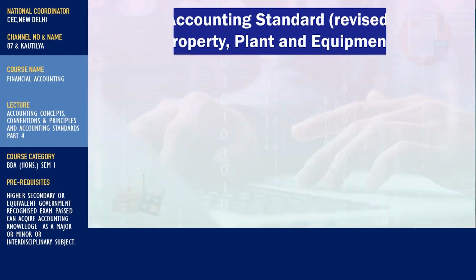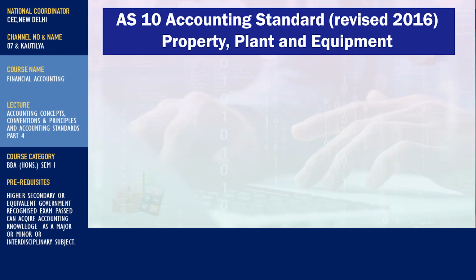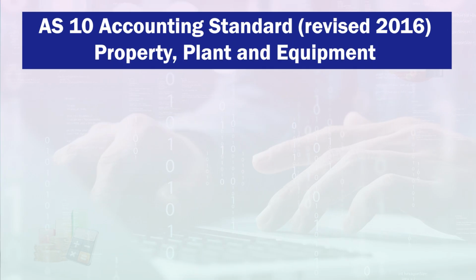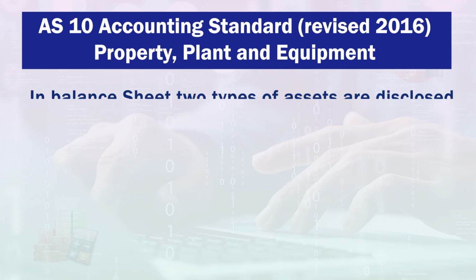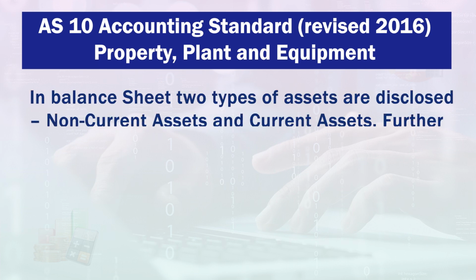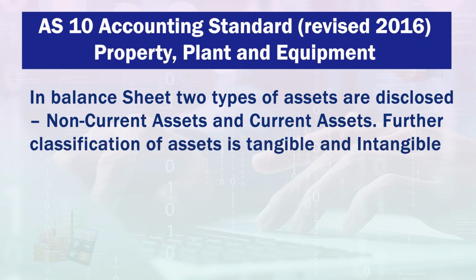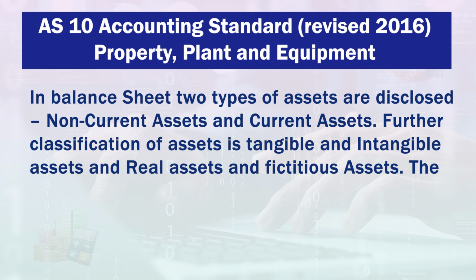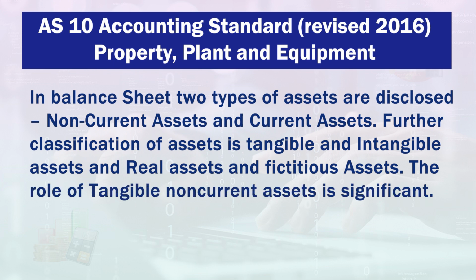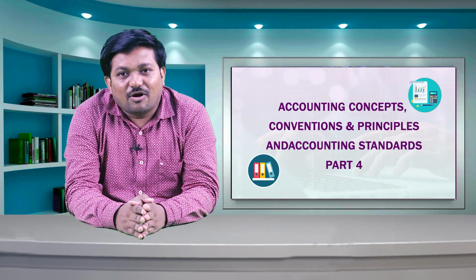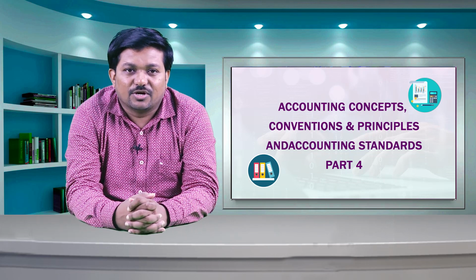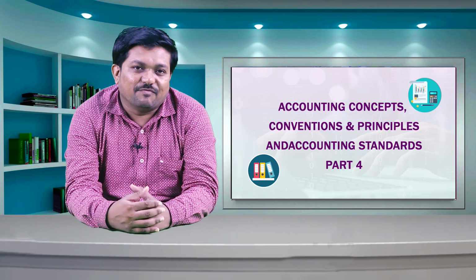Now we will see Accounting Standard number 10, that is AS 10, which was revised in 2016, Property, Plant and Equipment. In the balance sheet, two types of assets are disclosed, non-current assets and current assets. Further classification of assets is tangible and intangible assets and real assets and fictitious assets. The role of tangible non-current assets is significant. This standard deals with recognition, measurement and disclosure of property, plant and equipment.